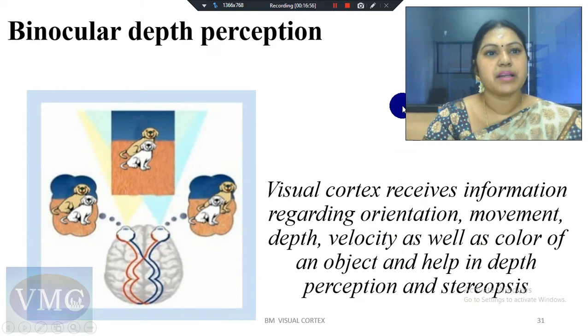So what is binocular depth perception? The visual cortex receives information regarding orientation, movement, depth, velocity as well as color of an object, and helps in depth perception and stereopsis. So binocular vision tells you where the object is, which is in the front, which is in the back. All these are called binocular depth perception.